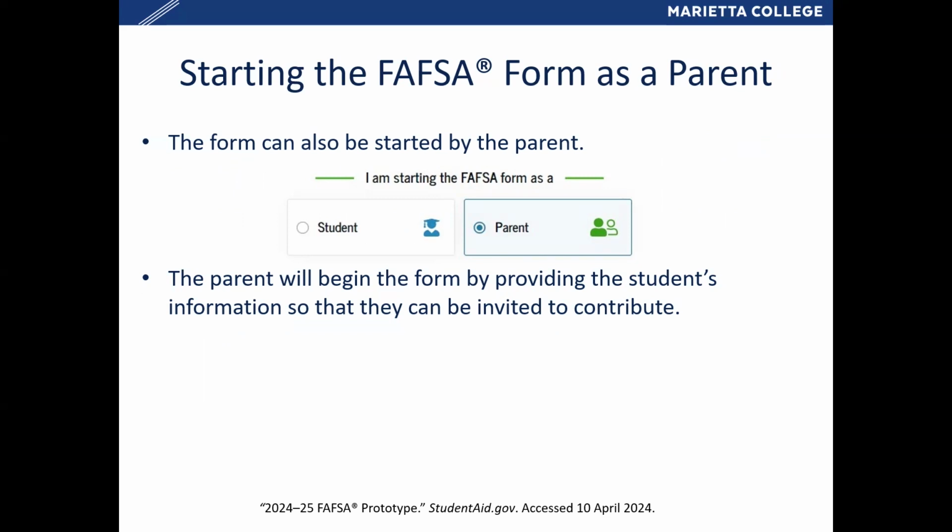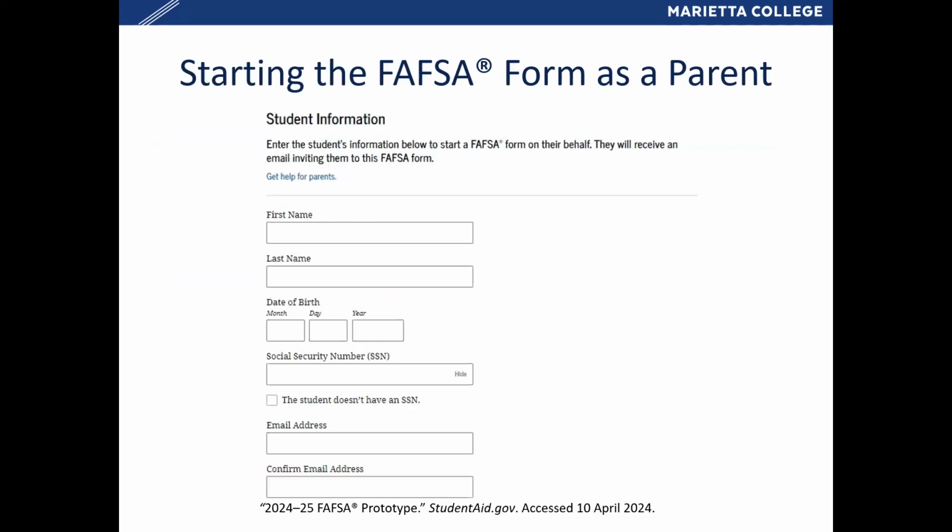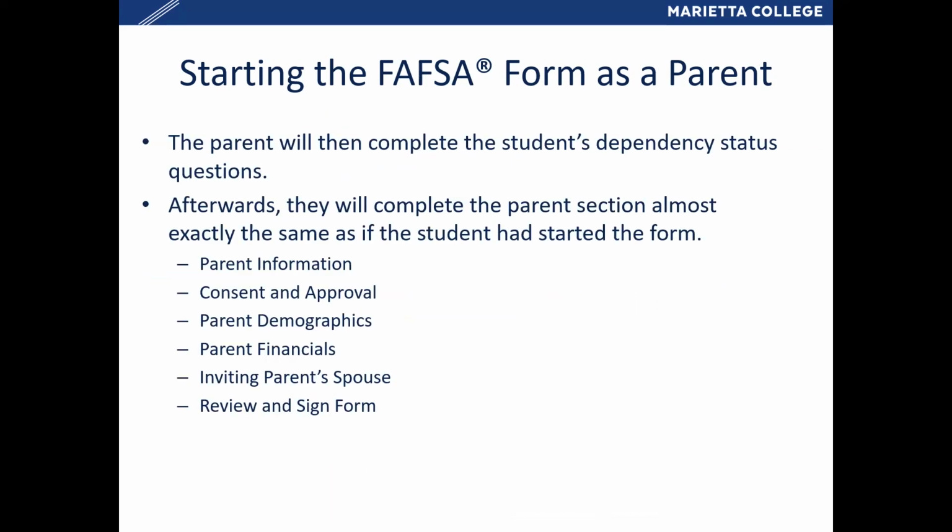So the parent will begin the form by providing the student's information from the get-go. Again, this is so that the student can be invited to contribute to their own form. They will provide the student's first name, last name, date of birth, social security number, and email address. The parent will then complete the student's dependency status questions for them. So again, these are the personal circumstance questions that relate to the student being an independent or a dependent student.